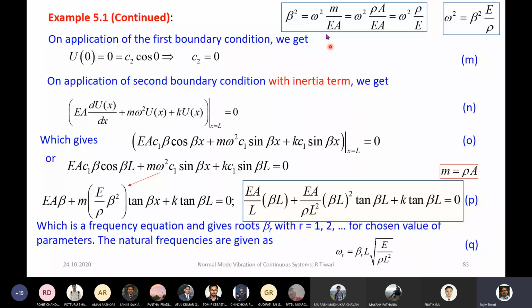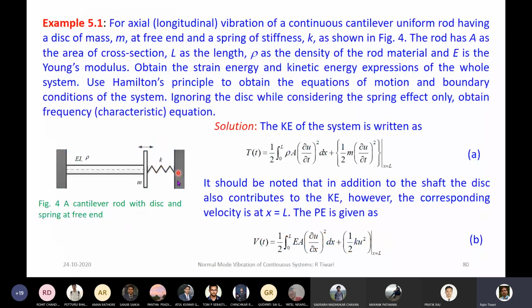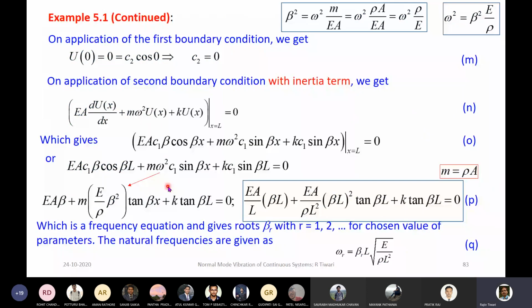So this is another example which explains how additional boundary conditions lead to more complex frequency equations, and we need to go for numerical solutions of that. Here, if we know all these parameters, then we can solve for beta L. So we need to know the geometry of the beam and the material properties of the beam to solve this.